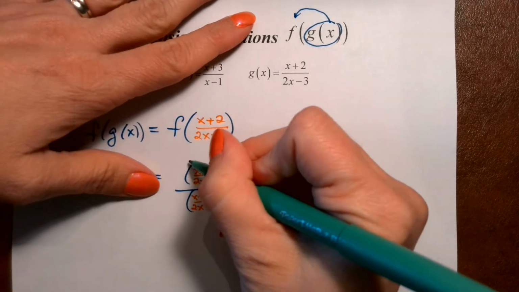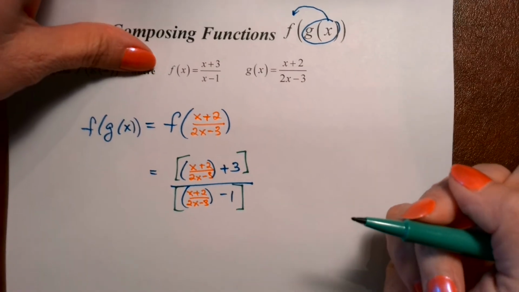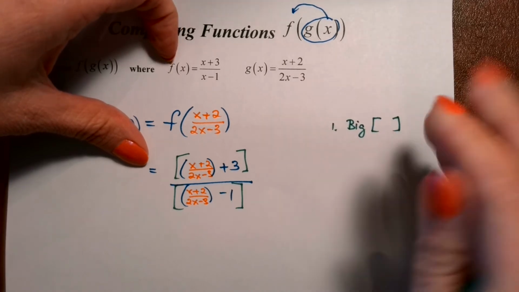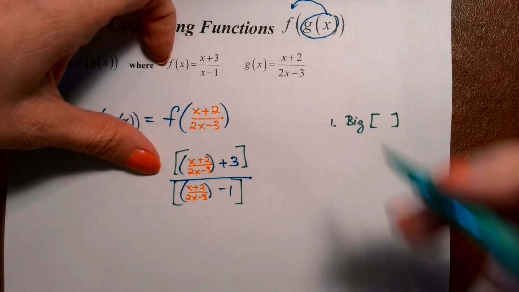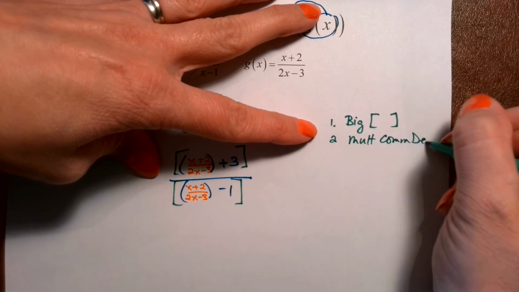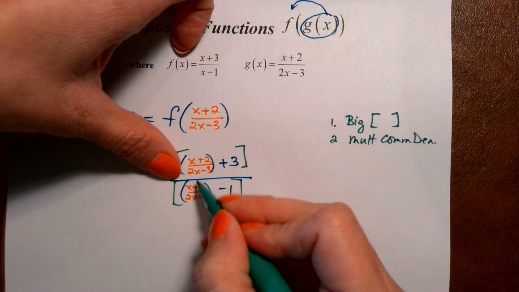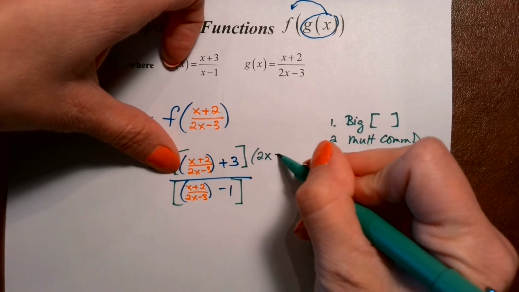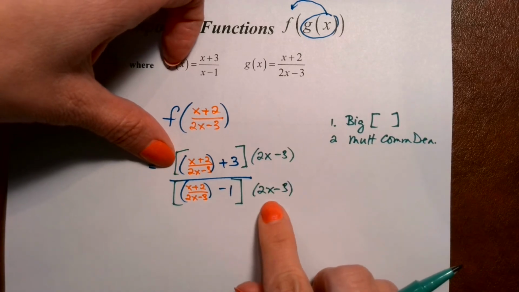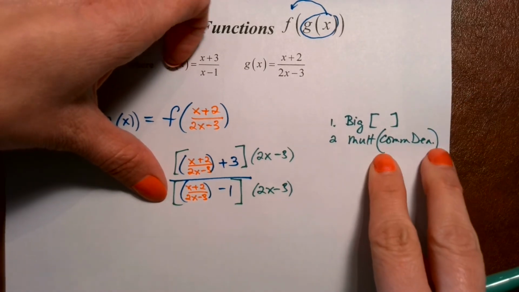So step 1, I want you to put big brackets around the numerator, big brackets around the denominator. Step 1, big brackets. This is required, so take a look at the right way to write this. Step 2, we're going to multiply by the common denominator. I feel like we've done this technique a couple times. The only denominators I see here are 2x minus 3. You must put this in parentheses so that it's clear both of those terms are getting multiplied by all this stuff. So I'm going to put parentheses around the common denominator.